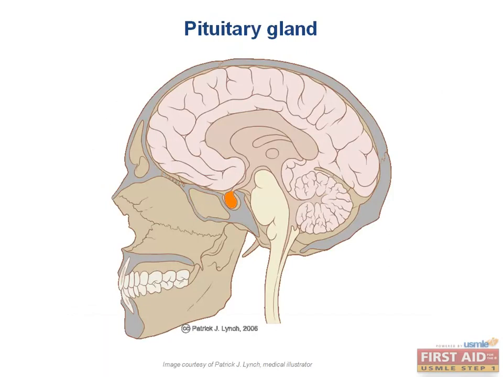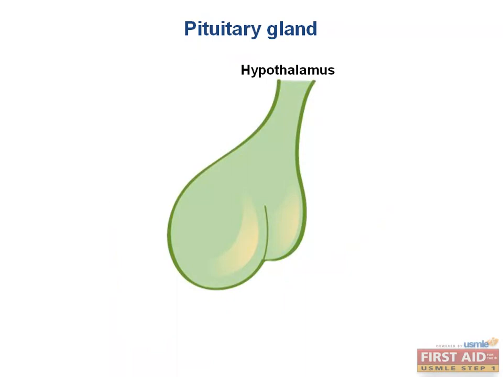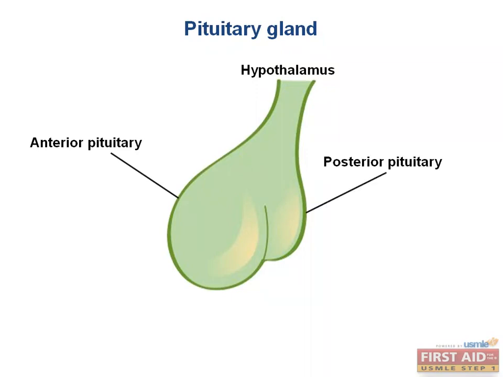Let's discuss the pituitary gland. Where is this gland located? In the sella turcica, which is a depression or saddle-shaped indentation of the sphenoid bone, shown here. The pituitary gland itself has 2 different parts. Do you remember what they are? That would be the anterior pituitary, which is also called the adenohypophysis, and the posterior pituitary, also called the neurohypophysis.